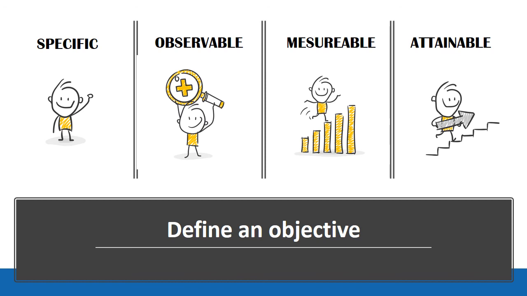Here are examples that are considered counterexamples. Julian will be able to interact well with others. This is neither specific, observable, nor measurable. Another one, Julian will be able to wait his turn. This also is not specific enough, which makes it difficult to observe and to measure. Nicholas will be able to compliment others. This is neither specific nor measurable. Logan will be able to mimic his peers. This is another non-example. This is neither specific nor measurable.